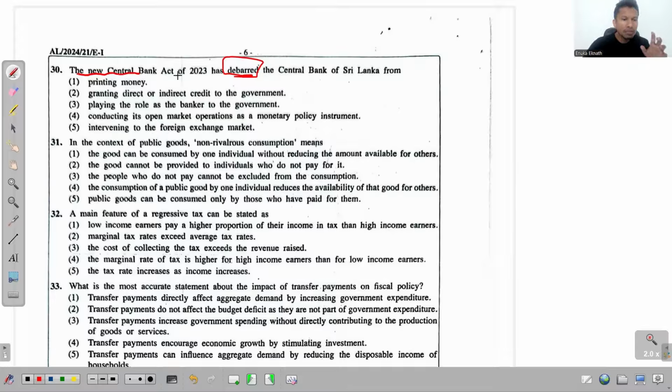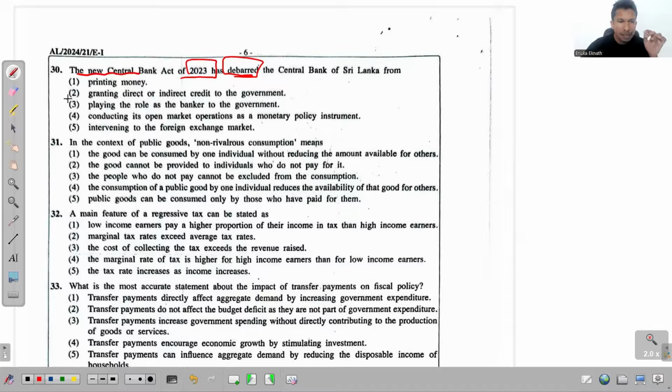The new Central Bank Act of 2023 has prohibited the Central Bank of Sri Lanka from which one of the following? So this is a fact. This new Central Bank Act of 2023 has prohibited the central bank from offering loans or credit, directly or indirectly, to the government.